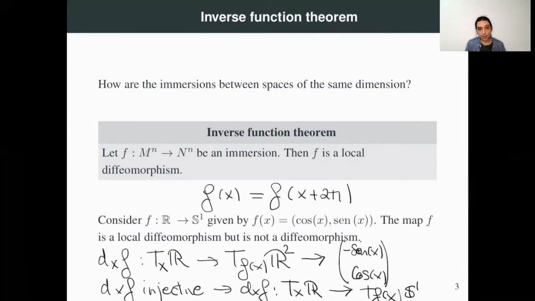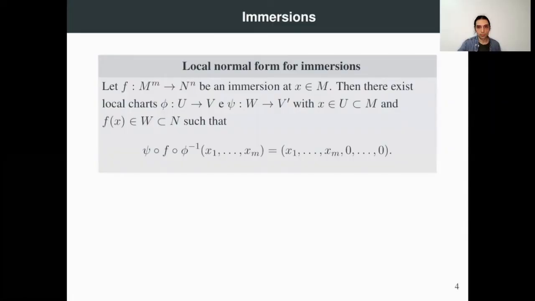The inverse function theorem is going to give us local diffeomorphisms, but that are not necessarily diffeomorphisms. So far, we explained the inverse function theorem for differentiable maps between abstract manifolds. Our next stop is the local normal form of immersions. So this is the local normal form theorem for immersions. Consider an immersion between two manifolds M and N. Obviously, right now, these manifolds don't have necessarily the same dimension.